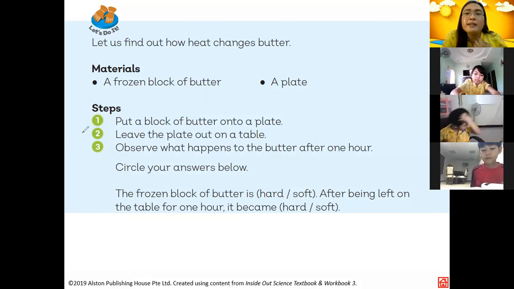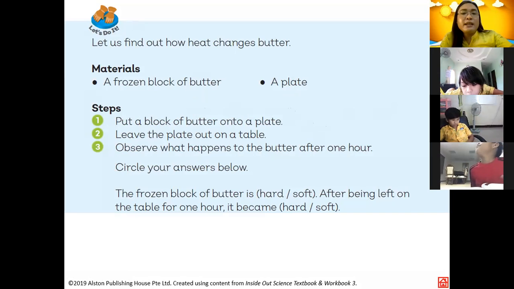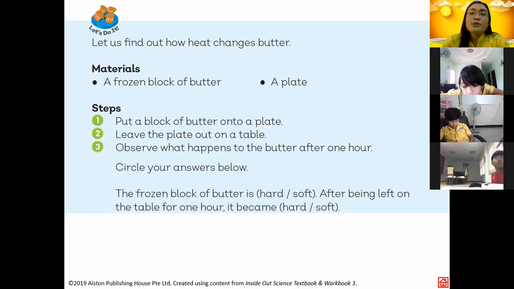Here are the steps for the experiment. Later I will show you a video, so I'm going to read it first. Number one, put a block of butter onto a plate. Step number two, leave the plate out on a table. Number three, observe what happens to the butter after 1 hour. So in this experiment, they put the butter on a plate, leave the plate on a table, and then observe what happens to the butter after 1 hour. Let me show you a video about this experiment.